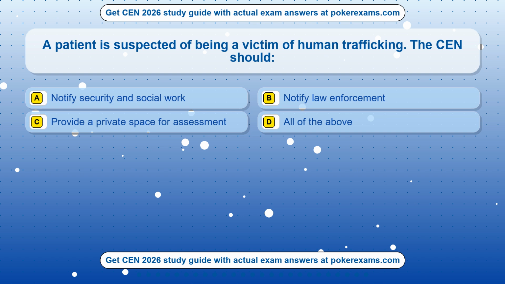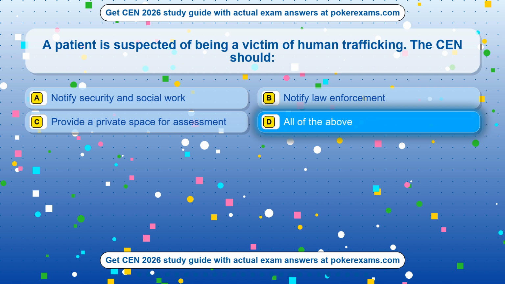Question 8. A patient is suspected of being a victim of human trafficking. The CEN should: Option A, notify security and social work. Option B, notify law enforcement. Option C, provide a private space for assessment. Option D, all of the above. The correct answer is option D.